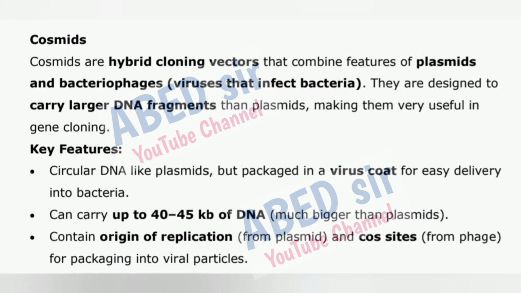Next important short question is 2, cosmids. Cosmids are hybrid cloning vectors that combine features of plasmids and bacteriophages, viruses that infect bacteria. They are designed to carry larger DNA fragments than plasmids, making them very useful in gene cloning. Key features: circular DNA like plasmids, but packaged in a virus coat for easy delivery into bacteria. Can carry up to 40 to 45 kilobases of DNA, much bigger than plasmids. Contain origin of replication from plasmid and cos sites from phage for packaging into viral particles.